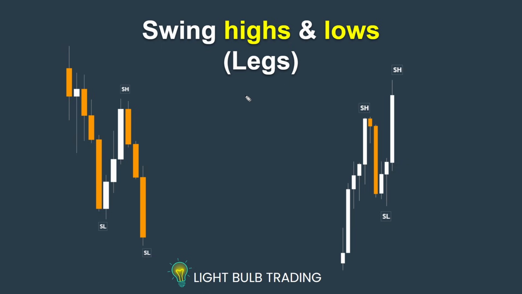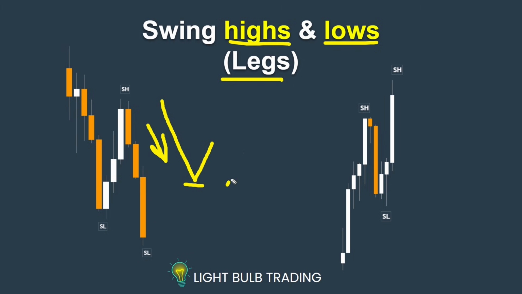And the final core concept here is swing highs and swing lows. These are known as legs in price action. So a swing low is where price stops moving lower and starts to move higher. So we swung low on this downwards movement. And a swing high is where price stops moving higher and starts to move lower, forming that local peak.